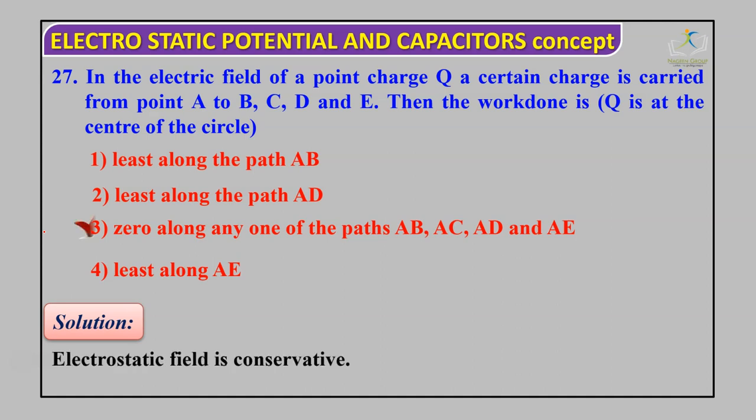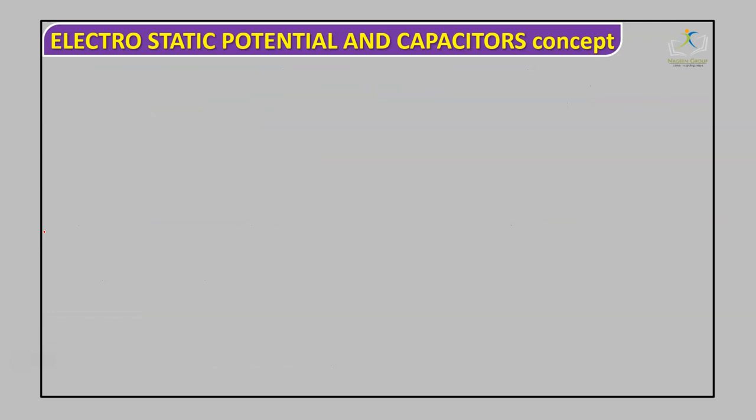Electrostatic field is conservative. That's why we can say that the work done is zero along any one of the paths AB, AC, AD and AE.